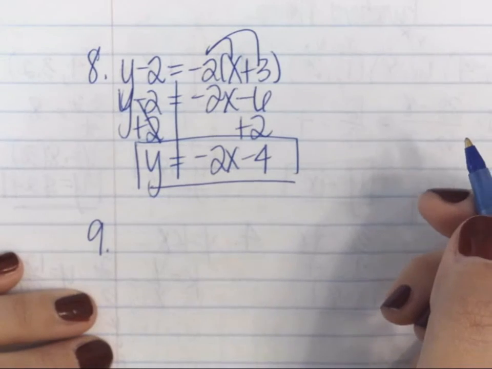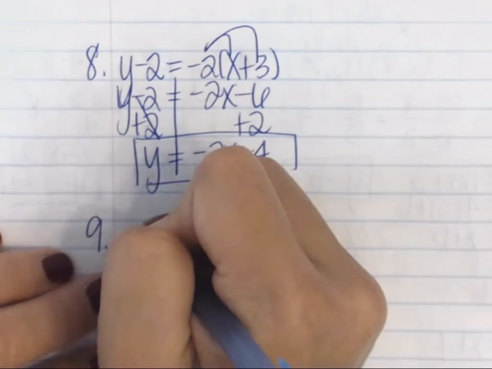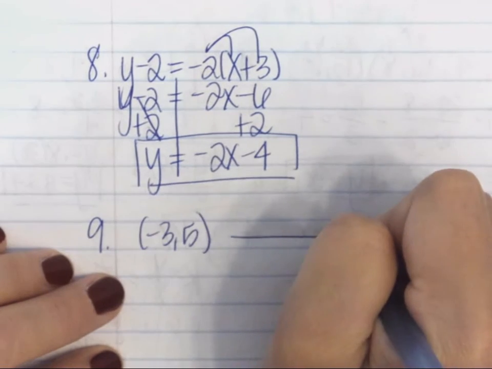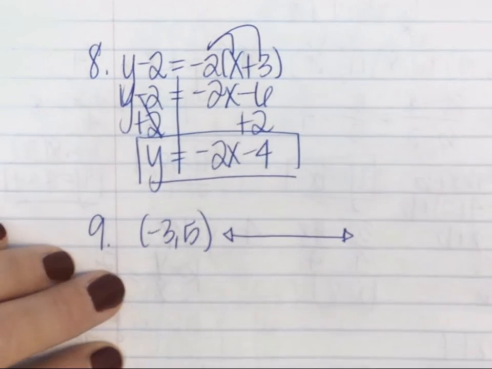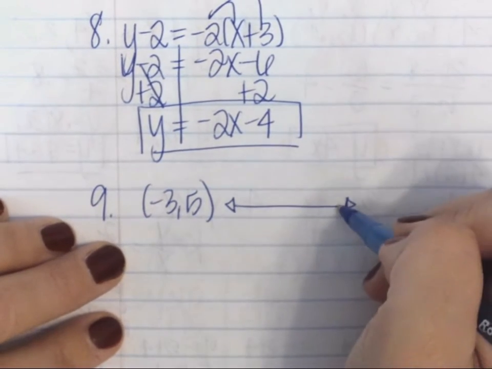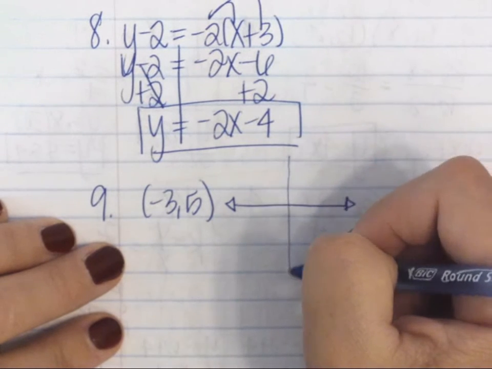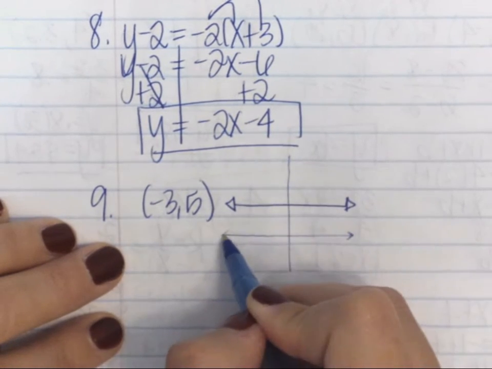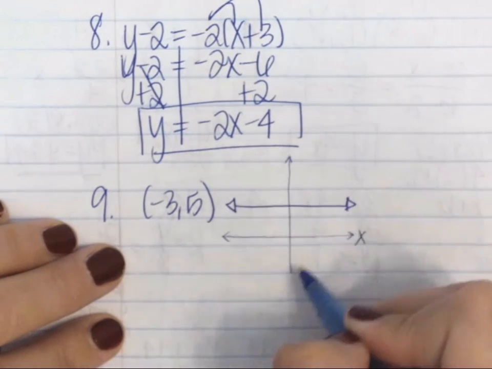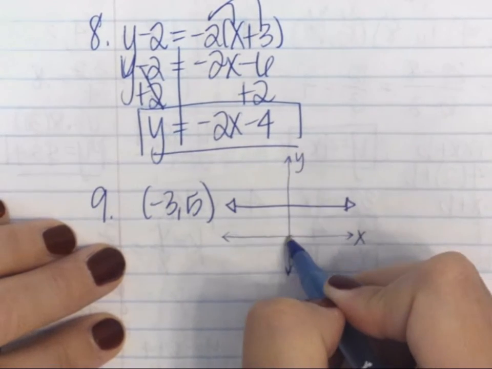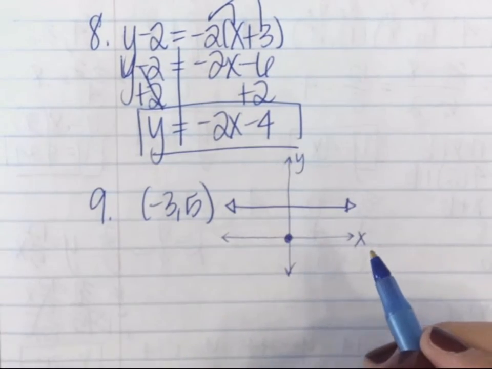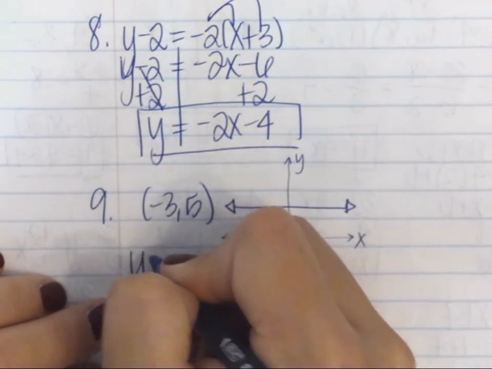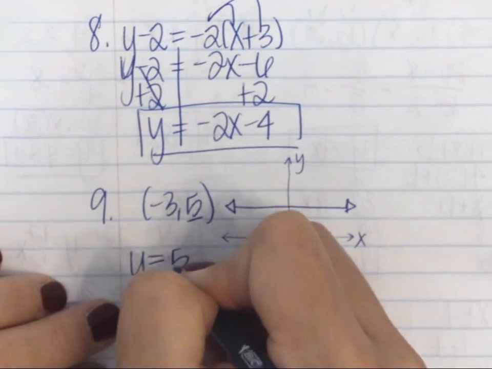Number 9, write an equation for a horizontal line through the point (-3, 5). So think about it like this. We have a horizontal line, so that would go on our graph. If this were our graph, here's our x-axis, here's our y-axis, here's our origin. A horizontal line will go through the y-axis, so your equation is y equals whatever the y value is.